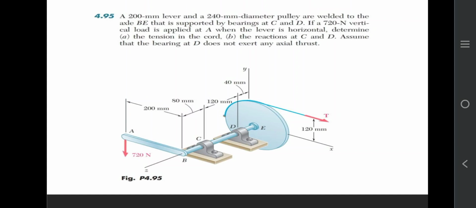A, the tension in the cord. B, the reactions at C and D. Assume that the bearing D does not exert any thrust.